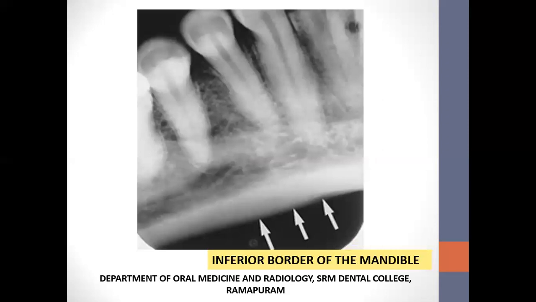Next we have the inferior border of the mandible. It is seen occasionally on periapical radiographs as a characteristically dense, broad, radio-opaque band of bone.